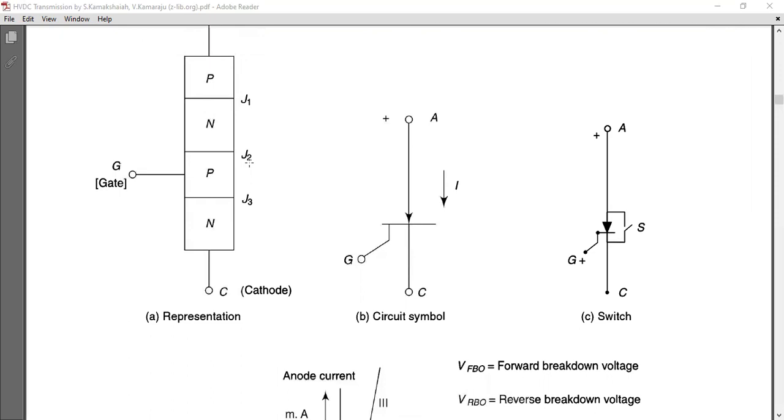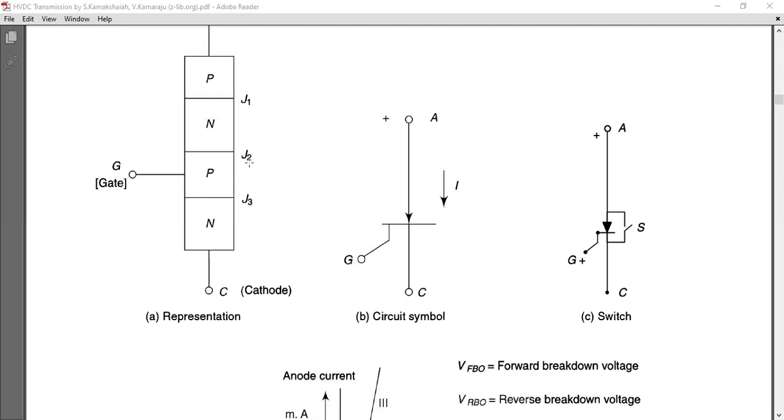In the reverse blocking mode, the device behaves similarly to two diodes connected in series with the reverse voltage applied across them. A small reverse leakage current, on the order of microamperes, flows through it. This is the reverse blocking mode of the SCR, that is, the off state. This small reverse current is produced as the reverse voltage is increased, until it reaches the reverse avalanche region.